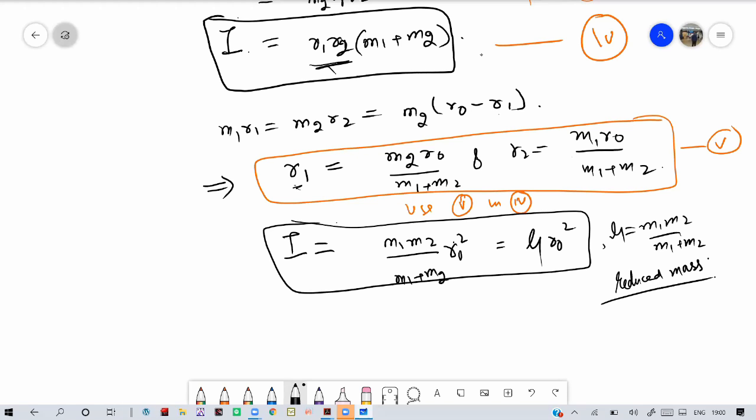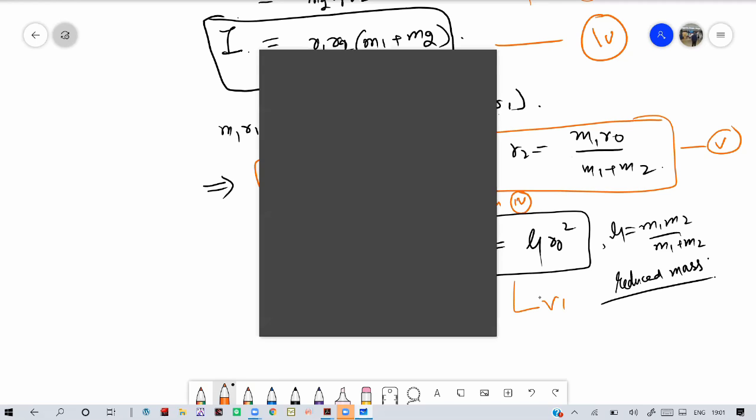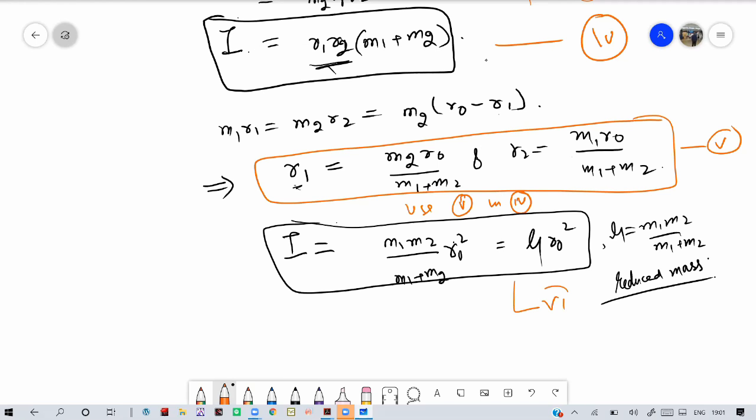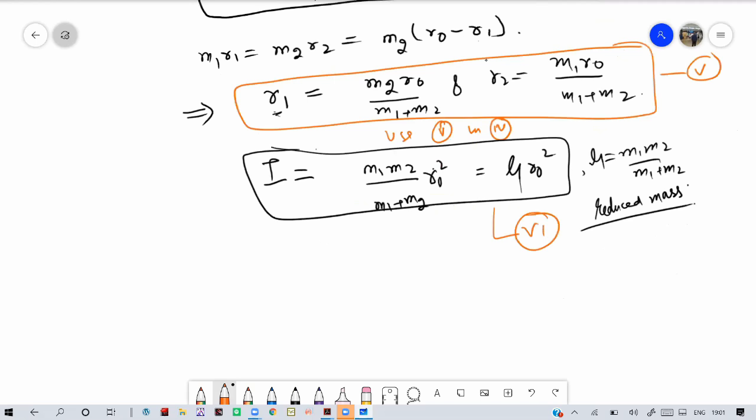Okay, so this equation, let it be the sixth, actually defines the moment of inertia of a diatomic molecule in terms of the bond length.